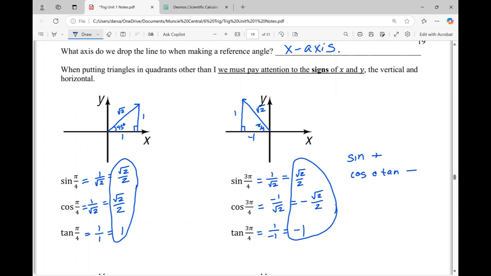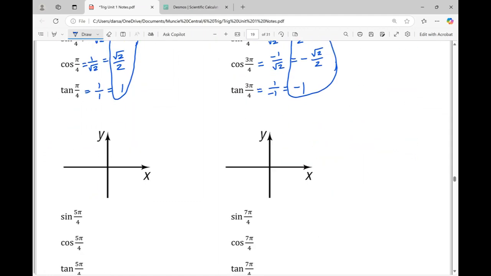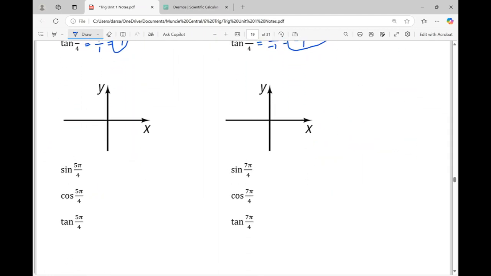And then when we flip these over, think about how is that going to affect cosecant, secant, and cotangent. Whereas over in quadrant 1, all sine, cosine, and tangent were positive. All right, let's look at the third quadrant and see how that changes things. So 5 pi over 4, that's 4 plus 1 is 5. That tells me we are in the third quadrant.